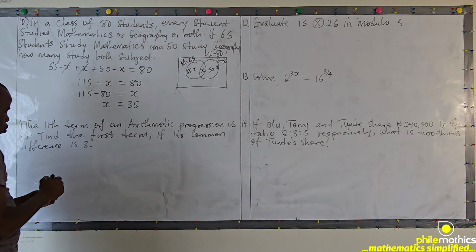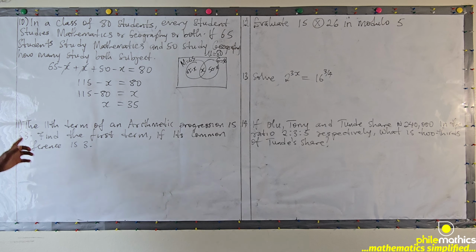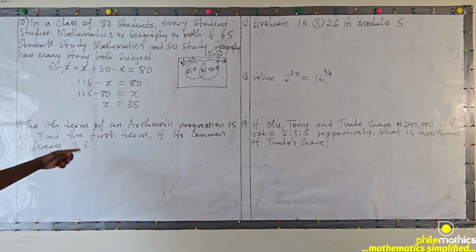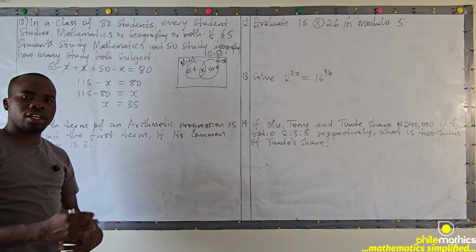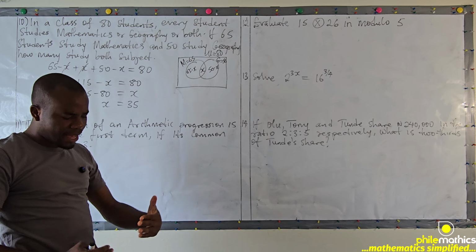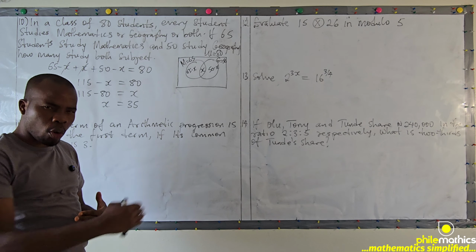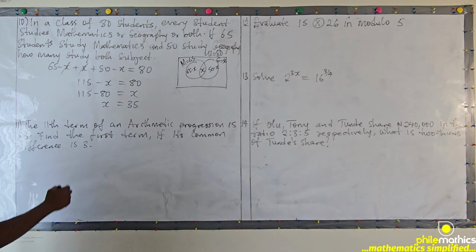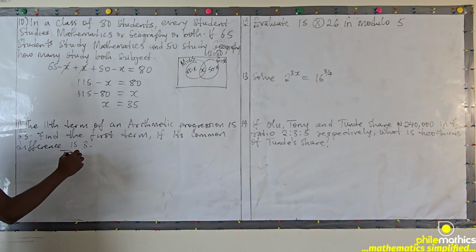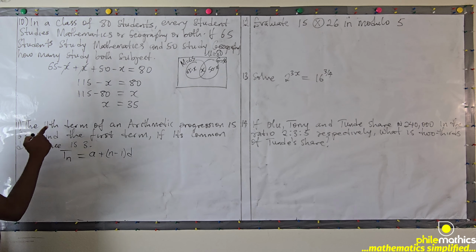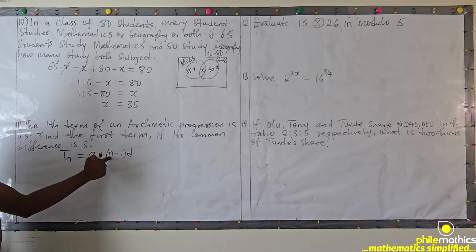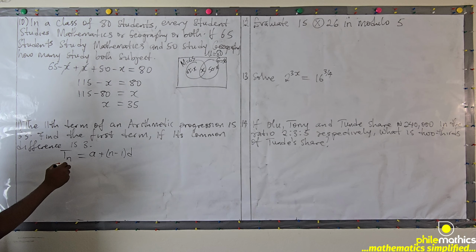Question 11 says the 11th term of an arithmetic progression is 63. Find the first term if its common difference is 3. Remember, an arithmetic progression is a sequence of numbers that either increase or decrease by a common difference. So the nth term of an AP is simply a plus n minus 1 times d. We are told that the 11th term is 63.